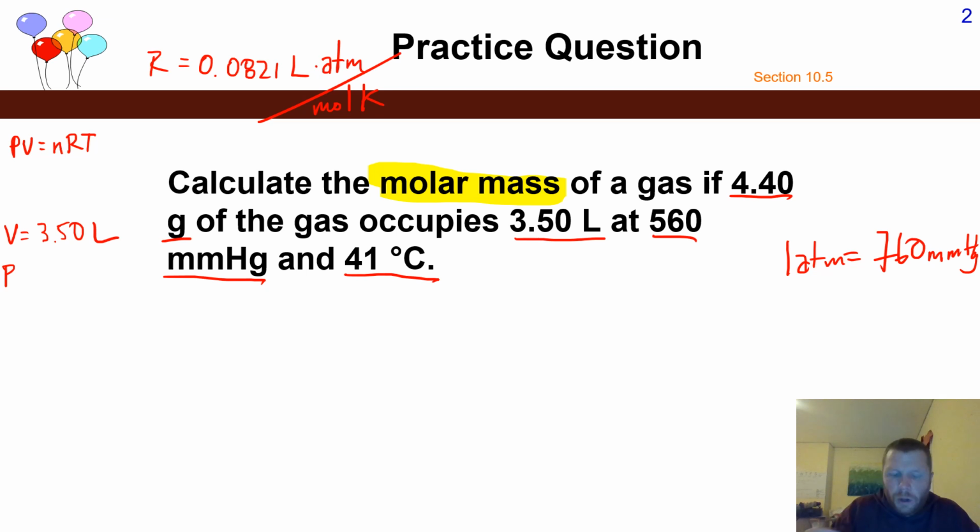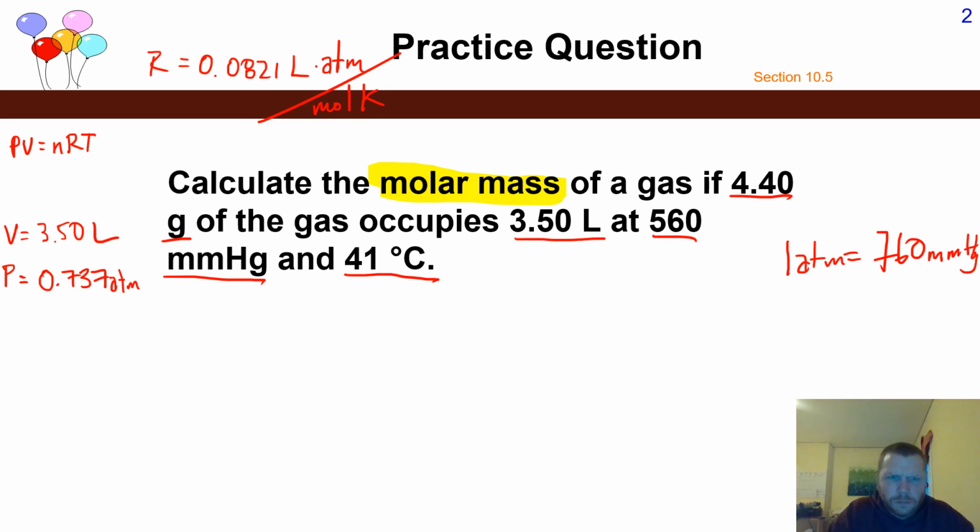If the pressure of my sample is 560 millimeters mercury, well, I know that the pressure is less than 1 atmosphere. I'm going to get my calculator out and do 560 divided by 760. And whenever I do that, I figure out that the pressure is 0.737 atmospheres.